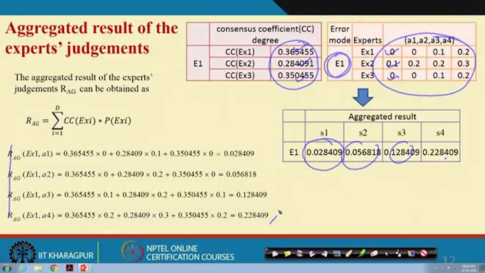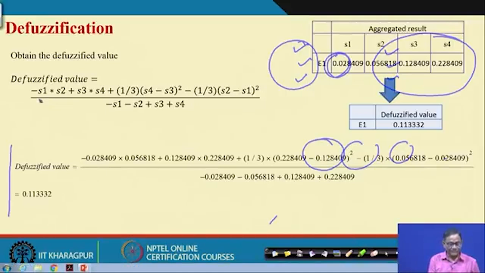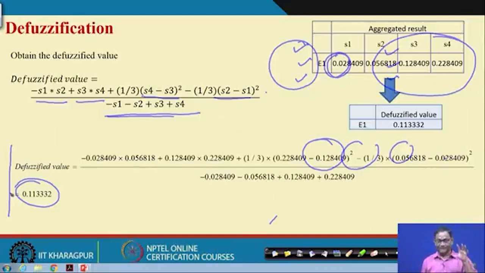Okay. Now, what do you do? This is to be defuzzified. How will you do the defuzzification? Defuzzification will be done using the center of gravity rule. The formula is: minus S1 S2 plus S3 S4, plus 1 by 3 (S4 minus S3) square minus 1 by 3 (S2 minus S1) square, divided by S3 plus S4 minus S1 minus S2. The values S1, S2, S3, S4 are known to you, already computed aggregated values. Once you put these values here, you get the defuzzified value for the error mode.